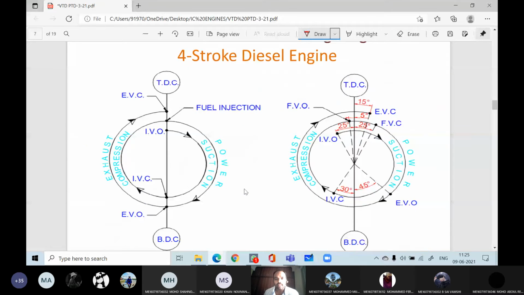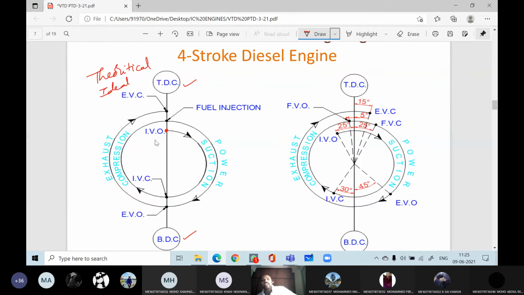Now, you can see this is the valve timing diagram for a diesel engine. The left side one is the theoretical or ideal one. The left diagram is the theoretical or ideal valve timing diagram. Now starting from here, what is IVO? This is TDC and this is bottom dead center, top dead center. The distance is called stroke length. IVO means inlet valve open.